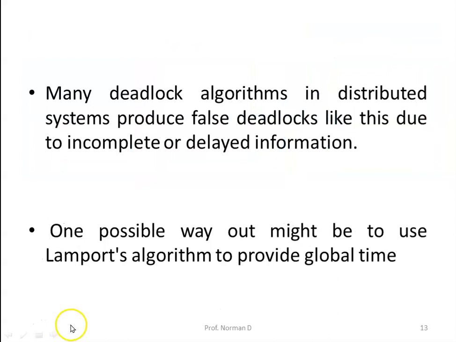There are many deadlock algorithms in distributed systems that produce false deadlocks, as we have already seen in the example. One possible way to avoid this is to make use of the Lamport algorithm, which makes use of global time. So at least based upon the global time, it will know whether there is a false deadlock or not. In the next session, we will see some similar algorithms which will help us overcome these deadlock problems.